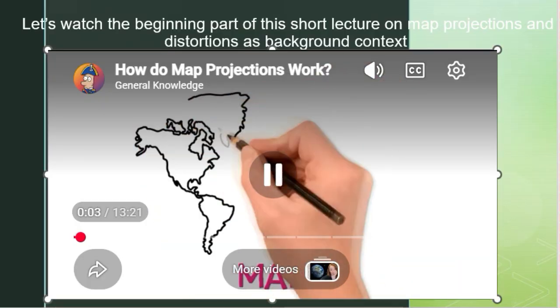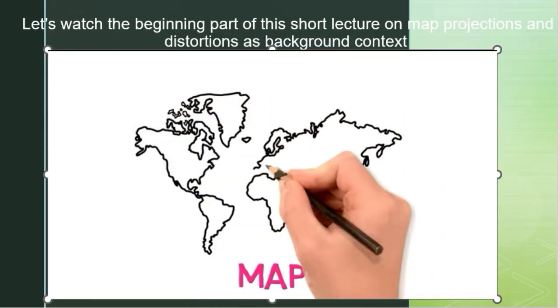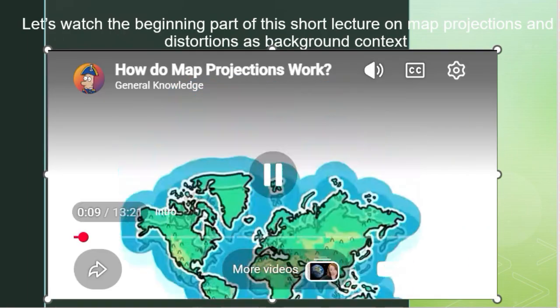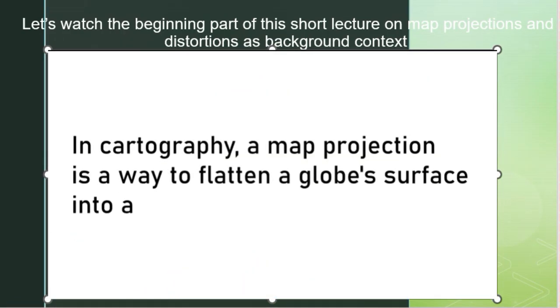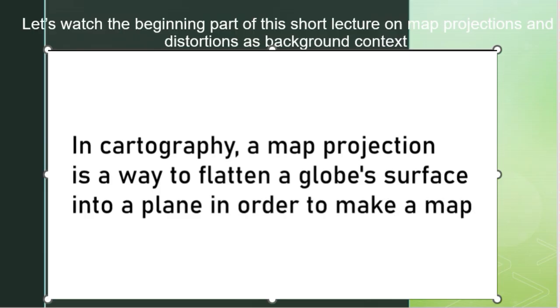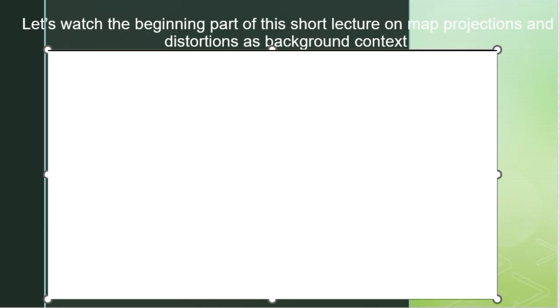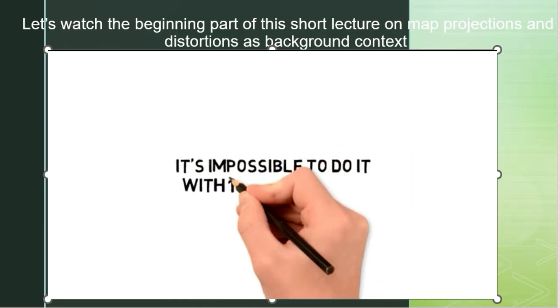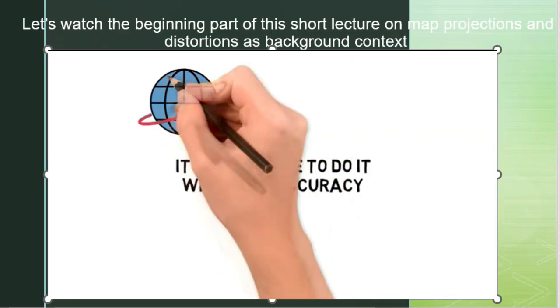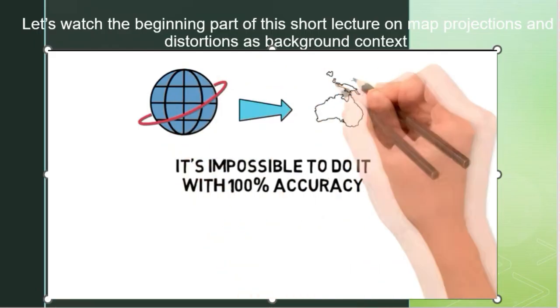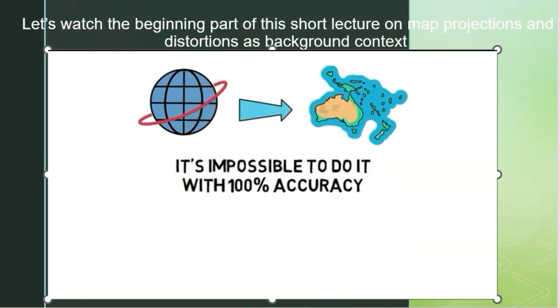Maps. They are attempts at representing our countries and continents. To follow the Wikipedia definition, in cartography, a map projection is a way to flatten a globe's surface into a plane in order to make a map. But there's an issue. It's impossible to do it in a way that is 100% accurate, because we need to transform latitude and longitude lines from the globe into locations on a plane surface.